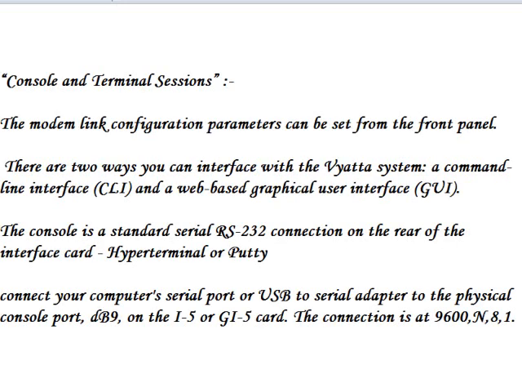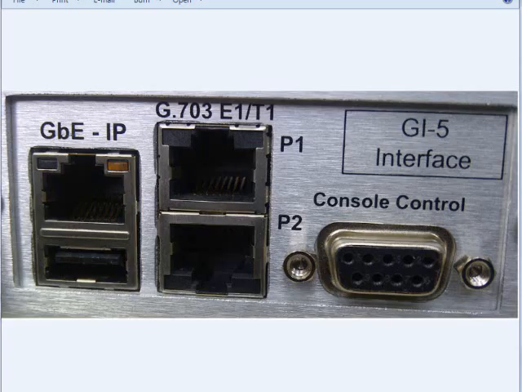There are two ways to configure these cards using the Vyatta system, either using the command line interface, CLI, or the web-based graphical user interface, GUI. However, modem link configuration parameters can be set from the front panel. The console is a standard serial RS-232 connection on the rear of the interface card. You can use HyperTerminal or PuTTY in order to get into the configuration of these interface cards.